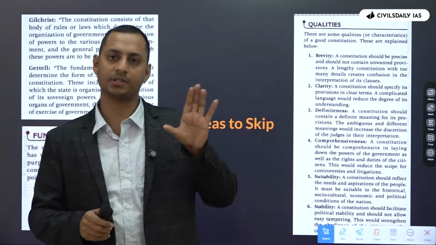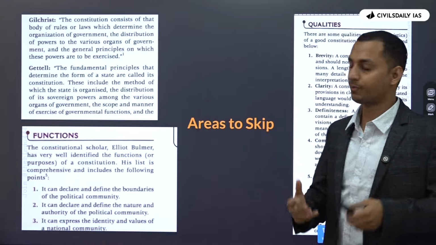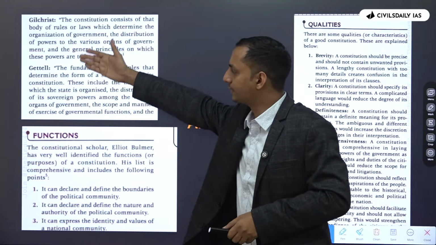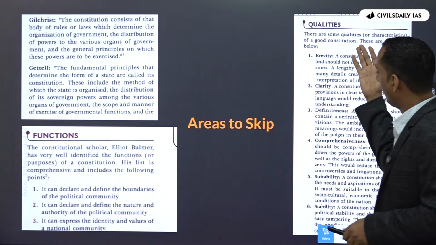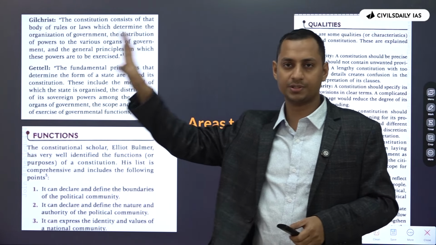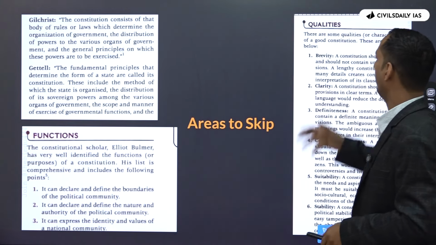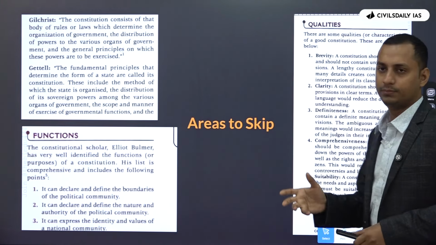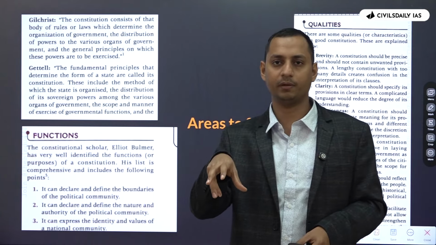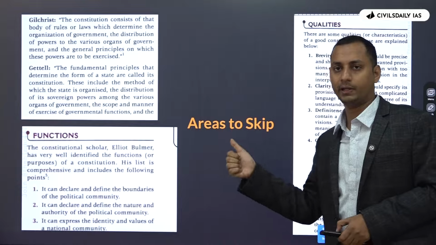There are certain professors and important people who have critiqued what a constitution is, right? In Lakshmikanth, Gilchrist, Gettel, and many other people have given definitions. You can completely ignore all the personalities out there. Functions of the constitution is something you can completely ignore. And the qualities of the constitution are also something we only find in Lakshmikanth, right? It will not be there in the constitution. So this is also something you can completely ignore.